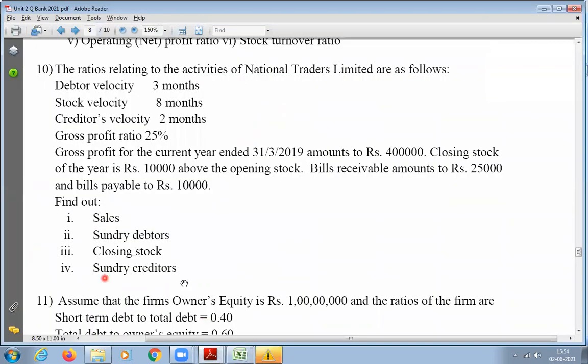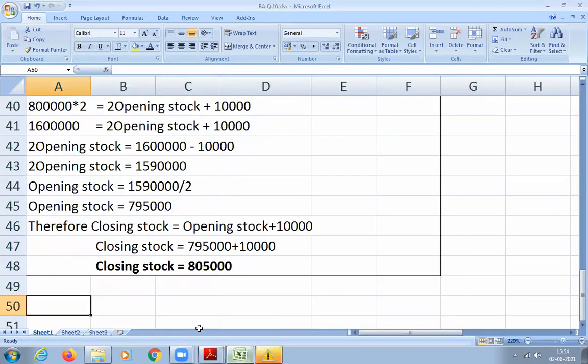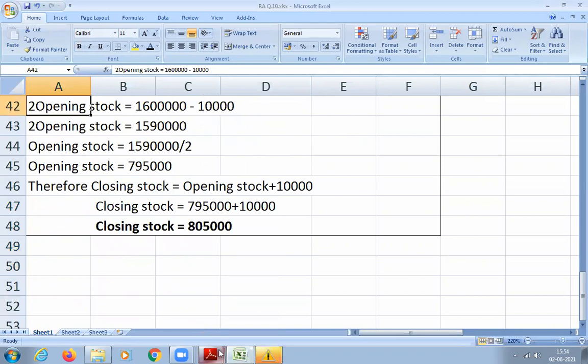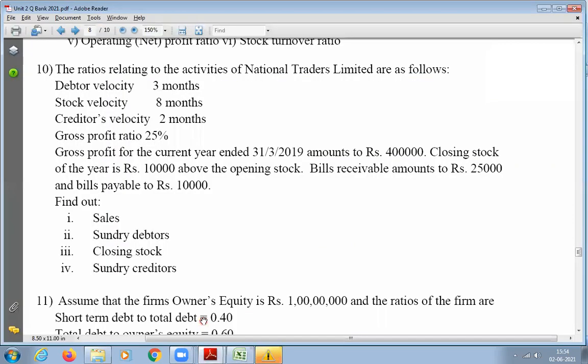Next is creditors. How to calculate creditors? Any idea? First we find out the creditors turnover ratio, CTR. Net sales divided by account payable. So we'll use the creditors velocity first. Please follow the same procedure that we did for debtors and for stock.